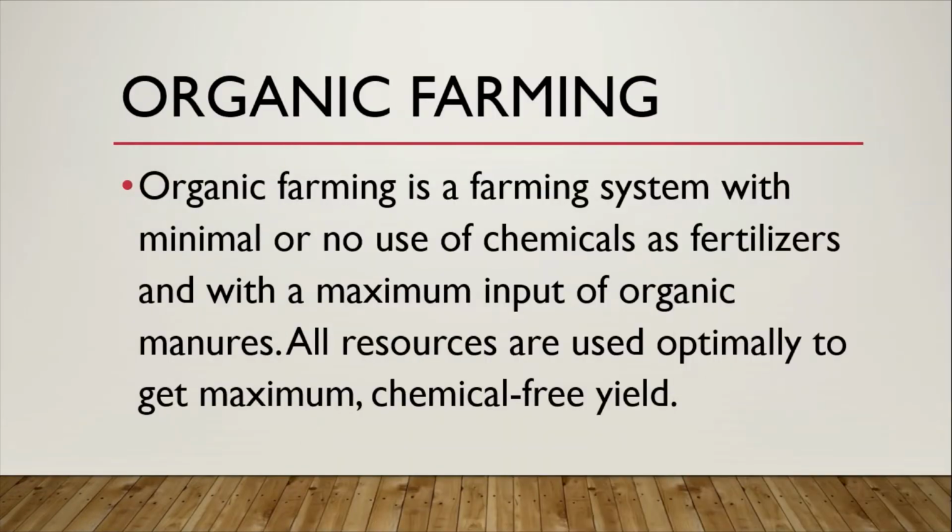Organic farming is a farming system with minimal or no use of chemicals as fertilizers and with a maximum input of organic manures. All resources are used optimally to get maximum chemical-free yield.